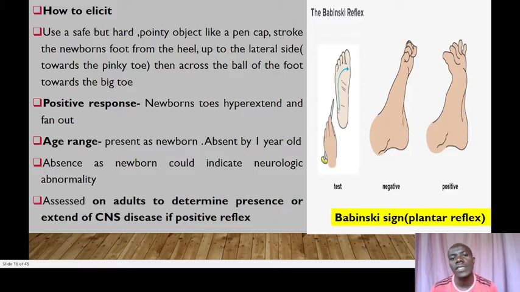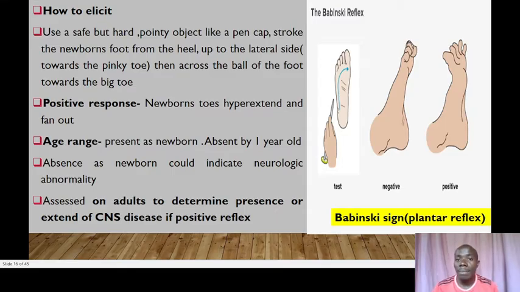And then you cross the ball to the foot of the big toe. So when it's present, what do you expect to happen? The newborn toes will hyperextend and fan out. But when absent, yes, correct, guys. You find that it's normally absent in the newborn. When it's absent, it indicates a neurological abnormality.